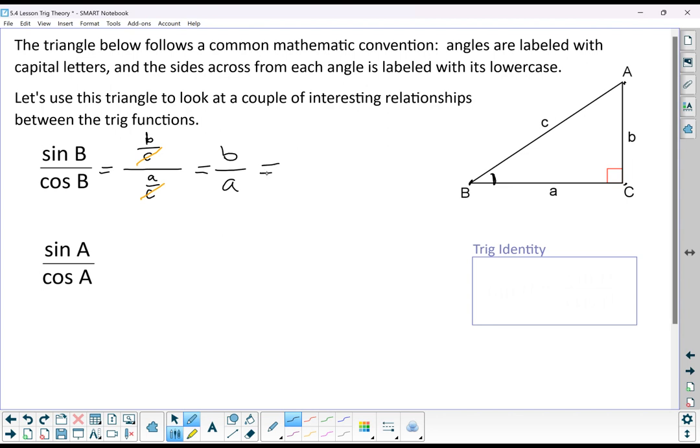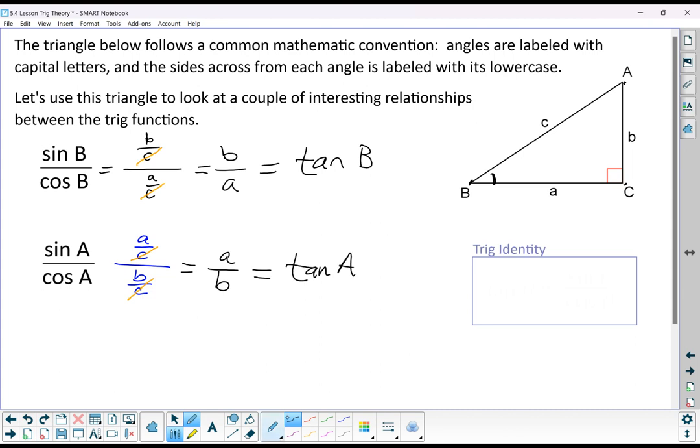Well, look at angle B. B over A is the tangent of B. So that's interesting. So let's think about the cosine and sine of A. The sine of A is A over C. The cosine of A is B over C. I can reduce that over C to get A over B. But that is the tangent of A.